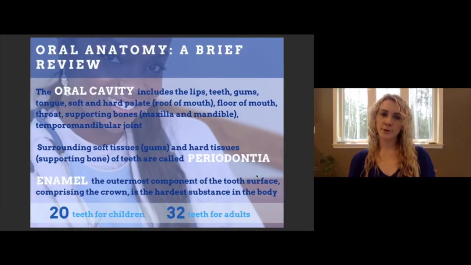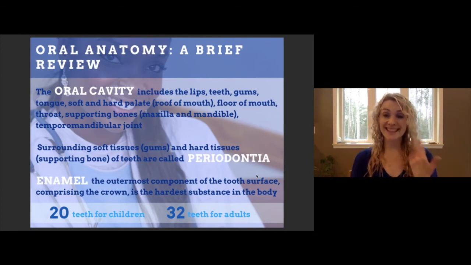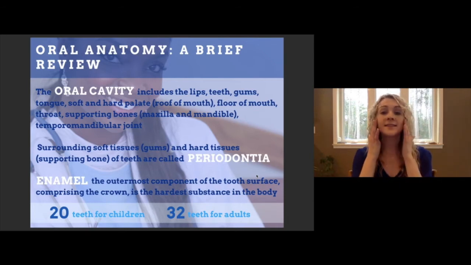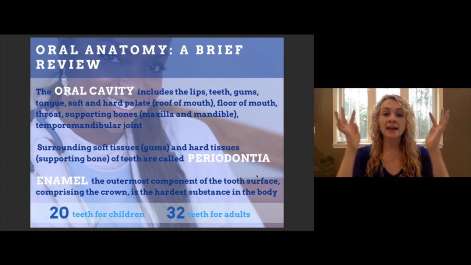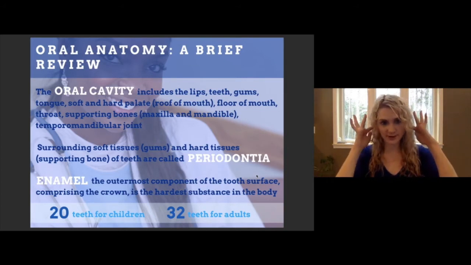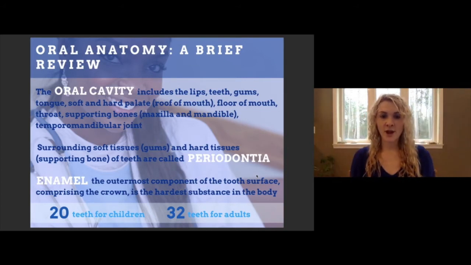So a brief review of oral anatomy. The oral cavity includes the lips, the teeth, the gums, the tongue, the soft and hard palate or the roof of your mouth, the floor of your mouth, your throat, the supporting bones including the maxilla and the mandible, and the temporomandibular joint. That's a long one.